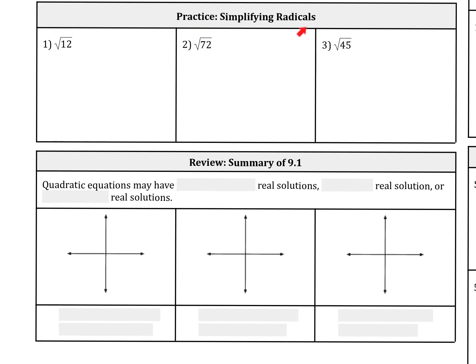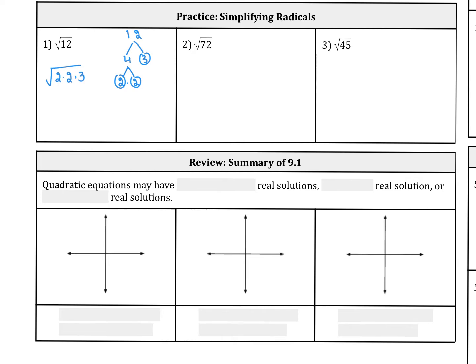Practice simplifying radicals. So for number 12, I'm going to make a factor tree. The factor tree for 12 is 4 times 3. And then 4, you can write it as 2 times 2. And then you have the prime factors of 12, and those are 2 times 2 times 3.